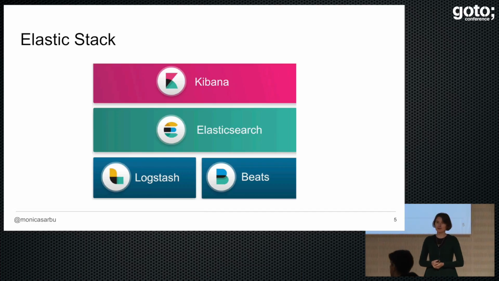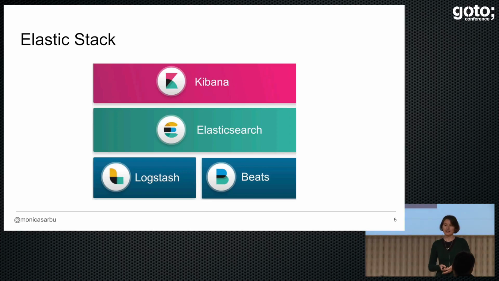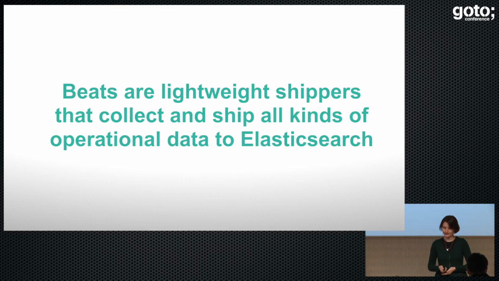Elastic Stack is a suite of open source projects. From the bottom to up, it's Logstash and Beats on the ingest side. That is basically, they are collecting data from the network and pushing the data to Elasticsearch, which is a search engine where you can store and do analytics of your data. And then you have Kibana, which is a UI with which you can visualize the data. And in this talk, I will concentrate more on the Beats.